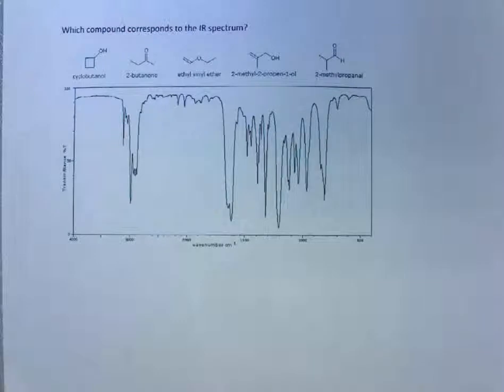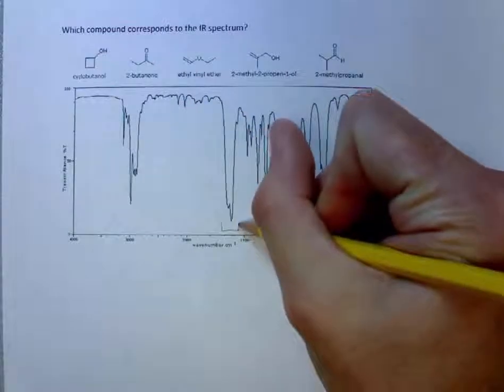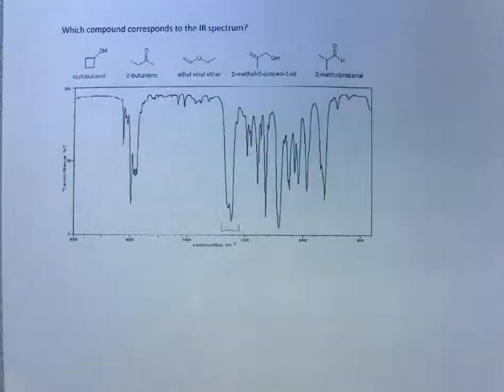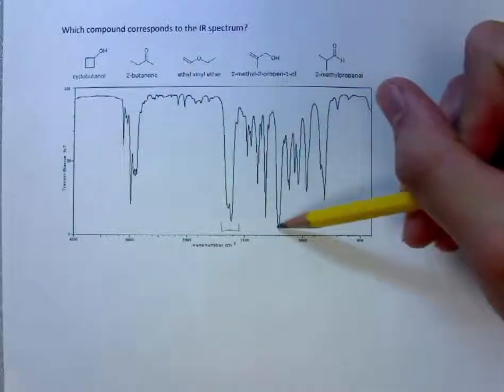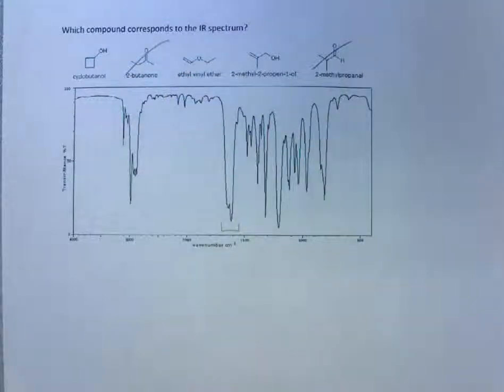Here, we have an IR spectrum, and we need to match it to one of the 5 compounds. So the first peak that I would look for is this one here. Now this may look like a carbonyl peak, but it's not, because it is not your strongest peak, and it's a little bit too wide. So since we don't have a carbonyl peak, we can eliminate 2 of the compounds.